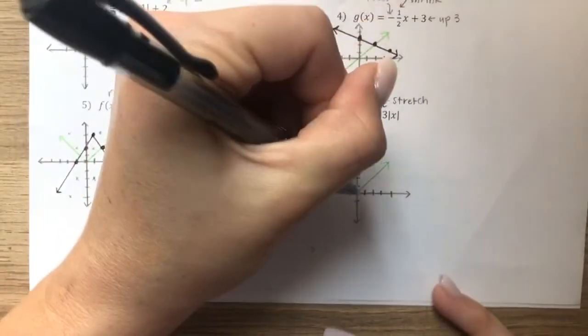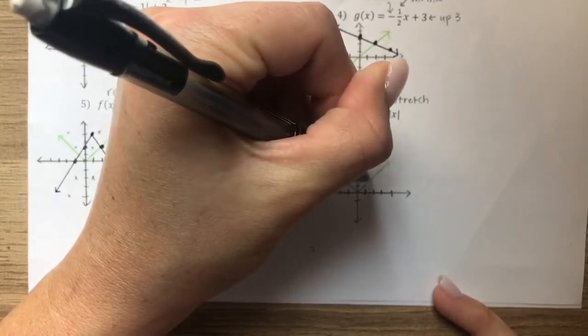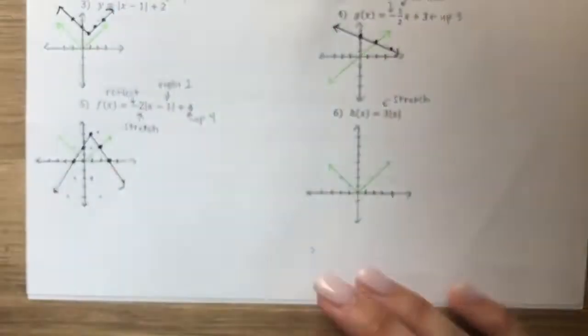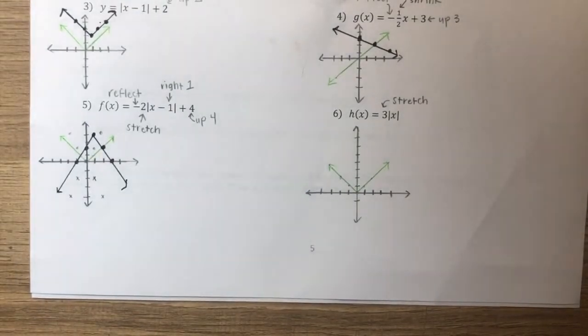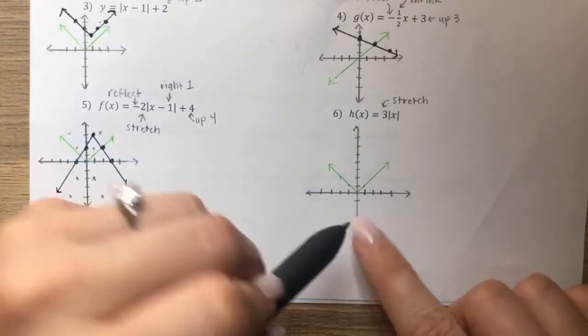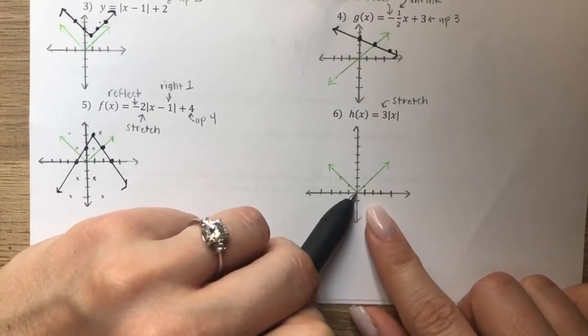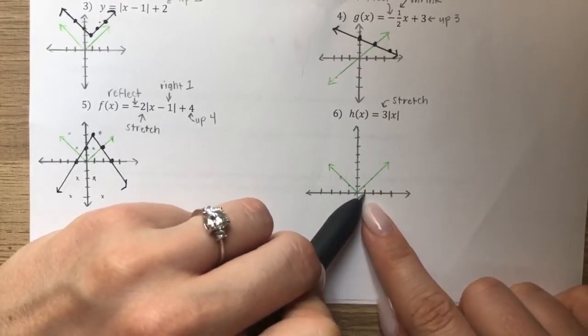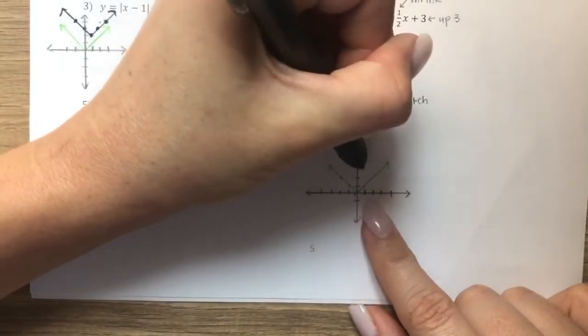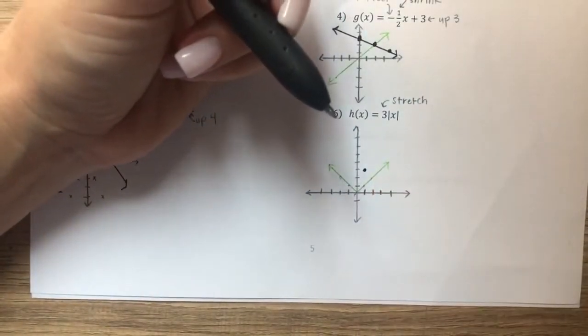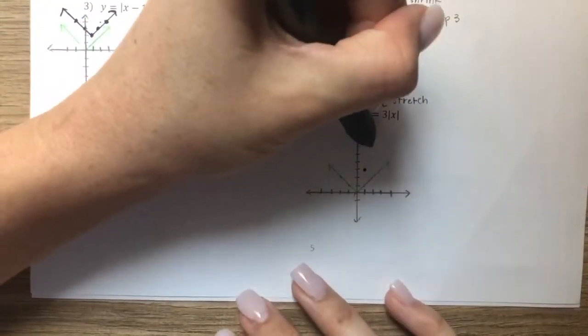So I had points at (0, 0), (1, 1), (2, 2), (negative 1, 1), and (negative 2, 2). I need to multiply each of those y coordinates by 3. So (0, 0), the y coordinate is 0, so if that's multiplied by 3, that stays there. (1, 1), if I multiply the y coordinate by 3, I end up at (1, 3). (2, 2), if I multiply that 2 by 3, I end up at (2, 6).